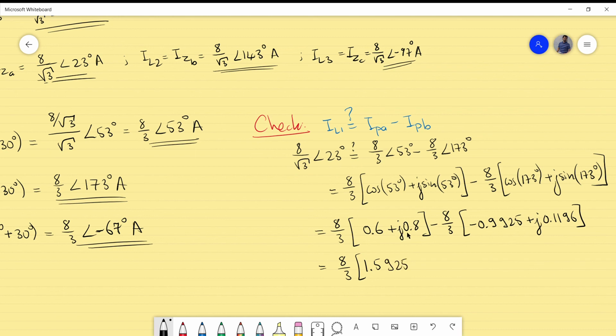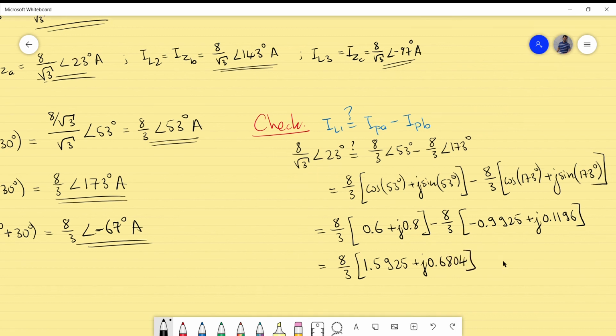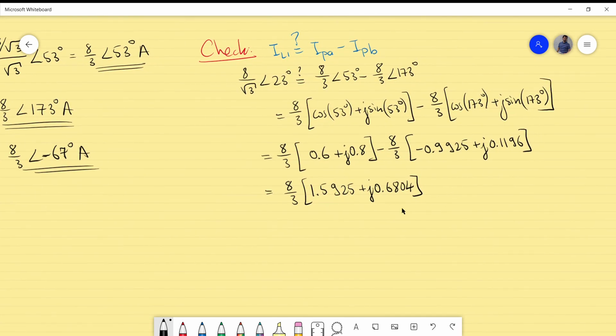And let's look at the imaginary part. We have 0.8 minus 0.1196. That will result in plus 0.6804, and that's actually for the expression, still in the rectangular form. So I will need to express this in the polar notation, and I will check if this is the result from this. So let's move on.